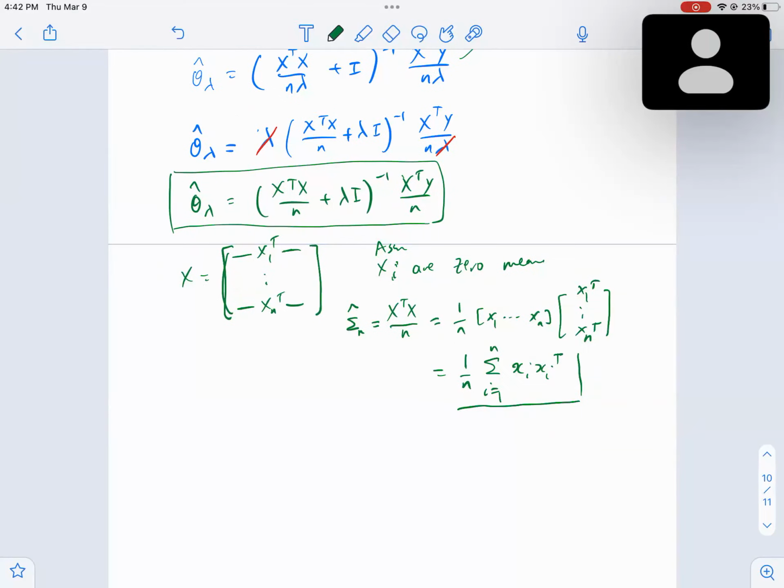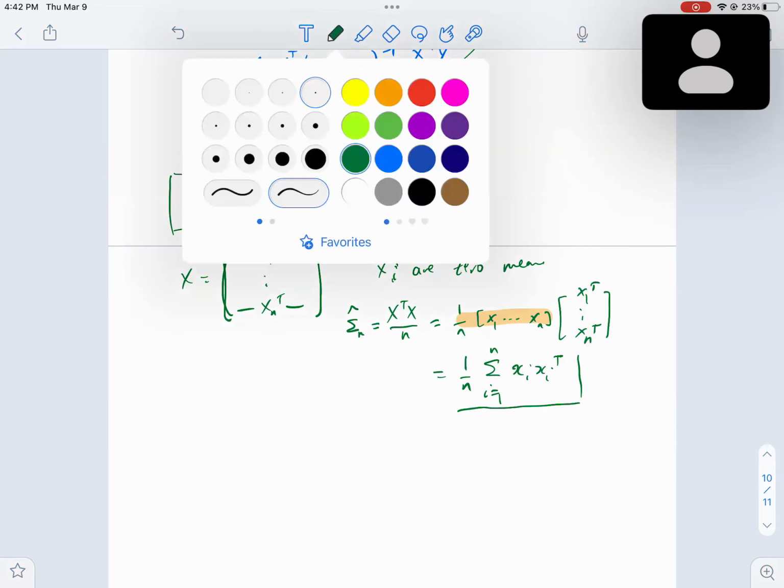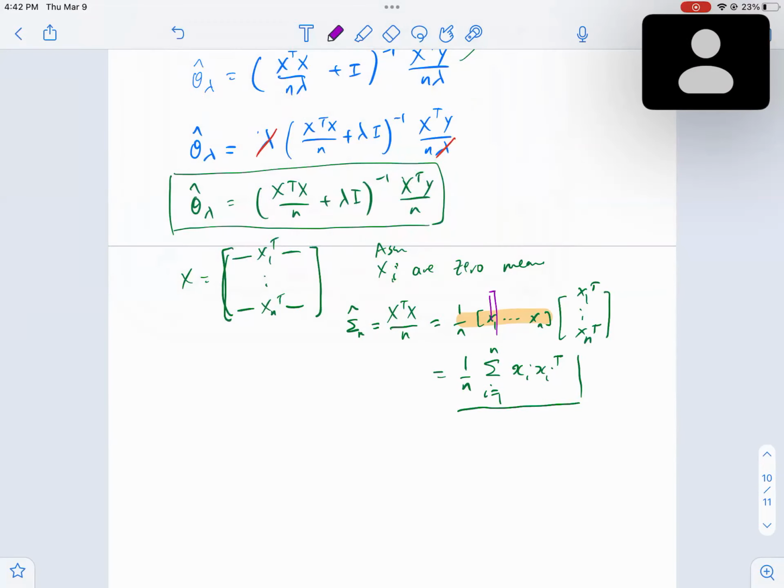So this is an average. These are matrices, and this one you can verify. This is like block matrix multiplication. These are column vectors. What I'm doing rather quickly, I hope at some point you've seen this. These are column vectors, these are row vectors, but you can multiply them because the dimensions match.